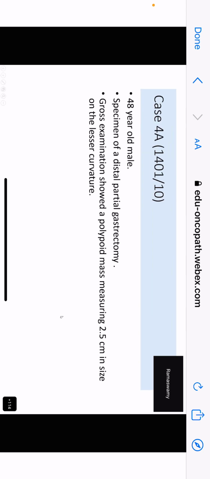All right, we'll go back to Dia. Come on, Dia. Yes, ma'am. A 48-year-old male with a specimen of distal partial gastrectomy. Gross examination showed a polypoid mass measuring 2.5 centimeters in size on the lesser curvature. Okay, come on. Describe quickly.